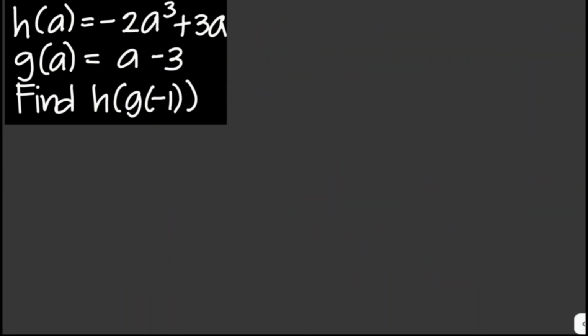Alright, we're given here functions h of a and g of a, where h of a is equal to -2a cubed plus 3a, and g of a equals a minus 3. And we just have to find h of g of -1. So first we need to find h of g of a.